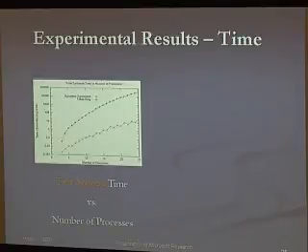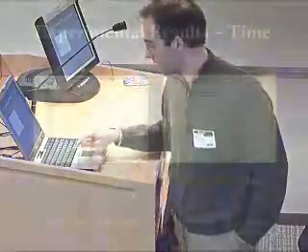Now, the next graph. As you can see, the token ring problem has a much nicer time complexity than the Byzantine agreement. And this is basically due to the complexity of the structure of the Byzantine agreement program.